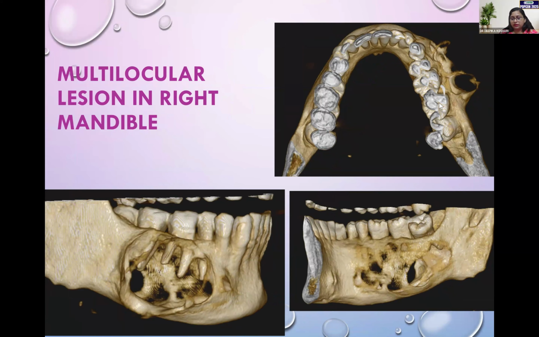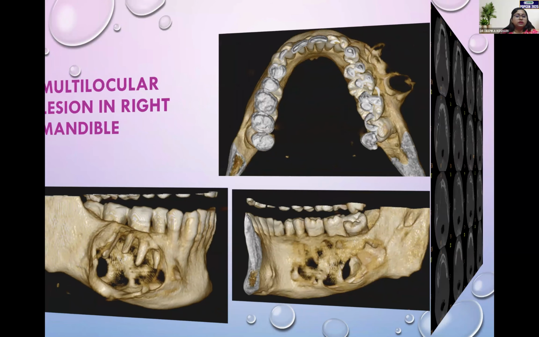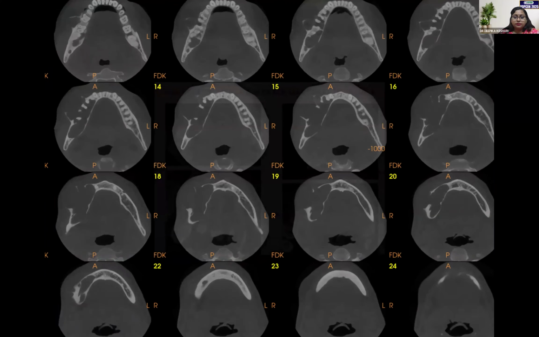And the septae that are present. So it's a multilocular lesion. Also, in the axial sections, you can easily appreciate that there is significant expansion of the buccal cortex with perforation of the buccal and the lingual cortical plates. There was significant erosion of the mandibular nerve canal, and also we can see these septae. So the differentials might include either ameloblastoma or a KCOT. Other possibilities are also there.